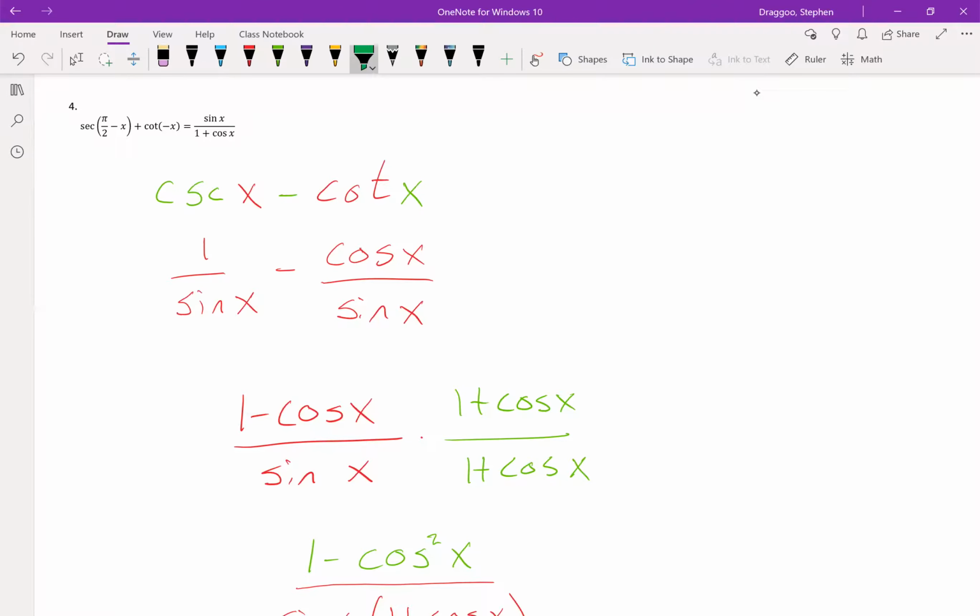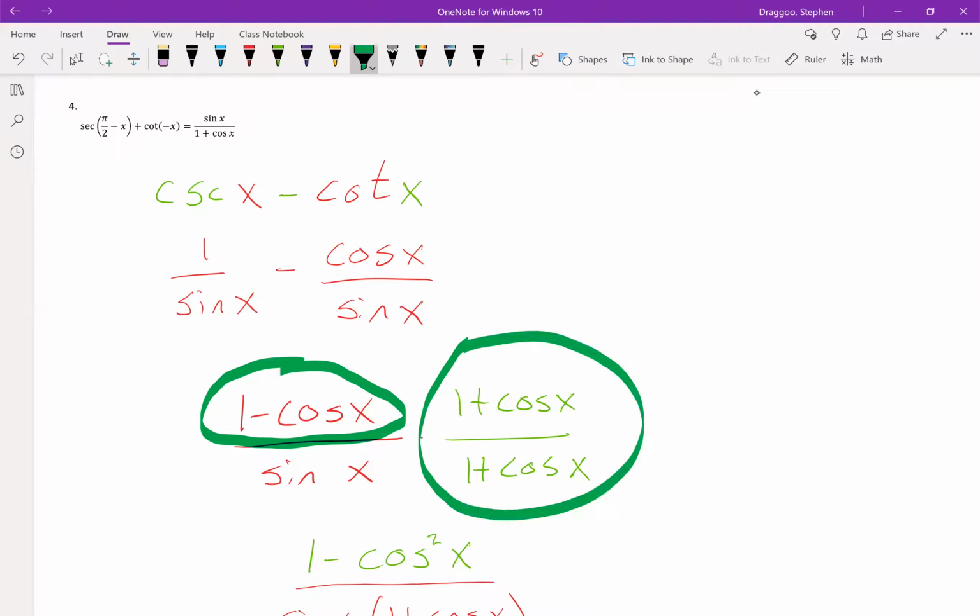In the next step, I changed everything to sines and cosines using those reciprocal identities. And then into the next step, I'm going to want to use another conjugate. I have 1 minus cosine x in the numerator, so I'm going to multiply top and bottom by its conjugate, which is 1 plus cosine x. So 1 plus cosine over 1 plus cosine.